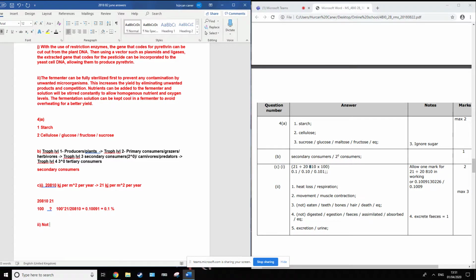Anyone else? Okay, so let's say: energy lost in processes like respiration, excretion, and maintaining body temperature. Okay. So not all the energy is transferred. None of you has mentioned that. So not all the energy is transferred through the trophic levels.